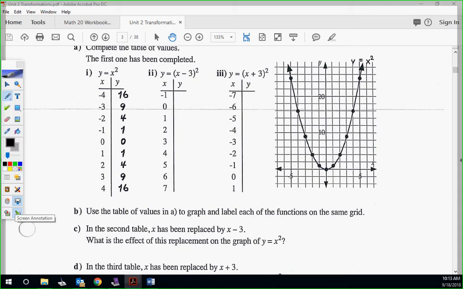So let me pause the video. Let me go take attendance real quick. You guys go ahead and fill out these two tables, please.